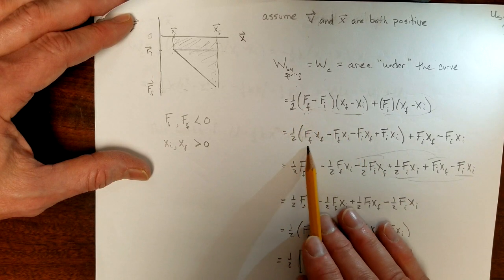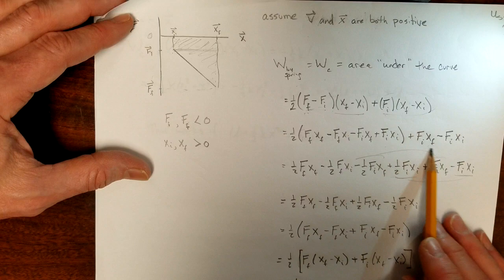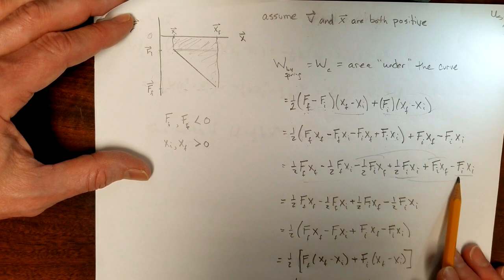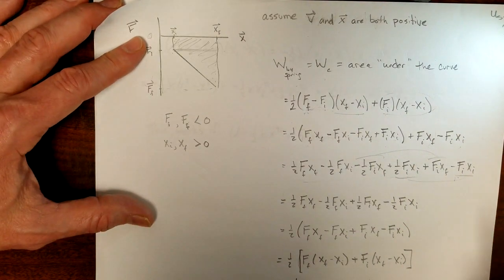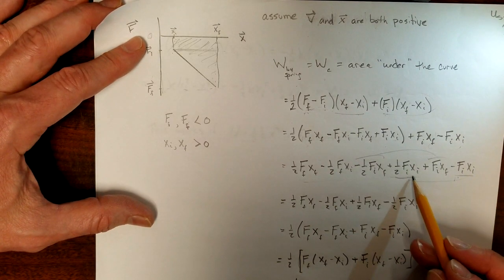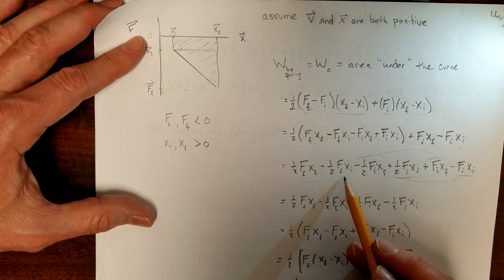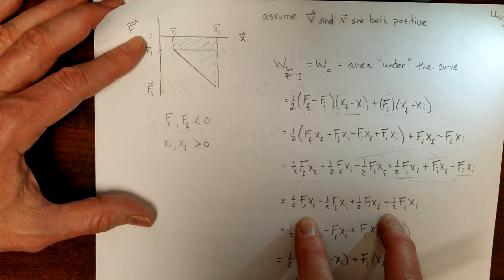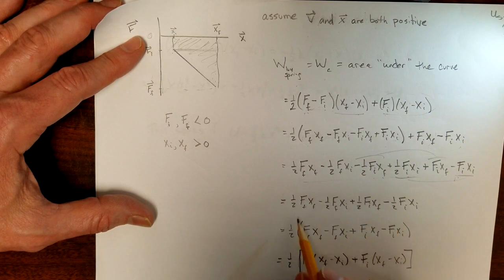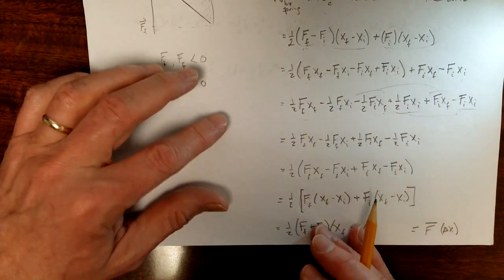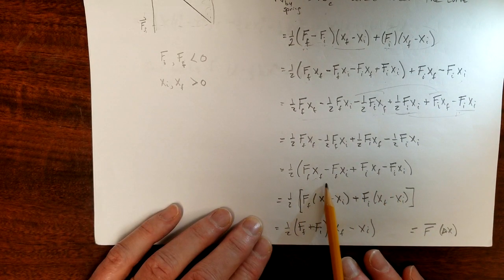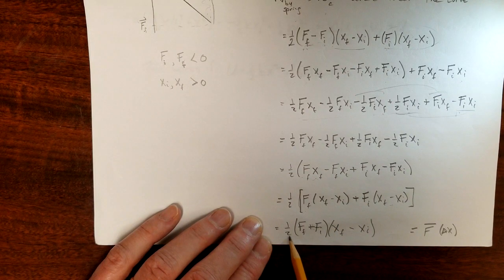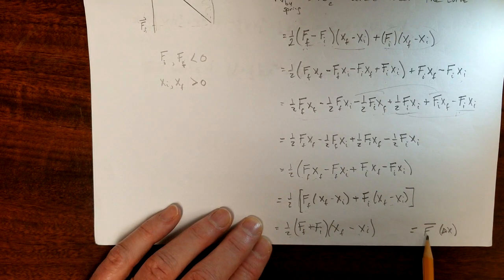Going ahead and FOILing, we end up with this, and then distributing, we'll distribute the 1/2 to the first 4 terms here, and just bring those two down. Now we combine like terms. We have this F_i x_i and F_i x_f. So we'll combine those and we end up with this. We can factor a 1/2 out and get down to this particular part right here. Now we can factor out F_f and F_i, and ultimately it factors into this.